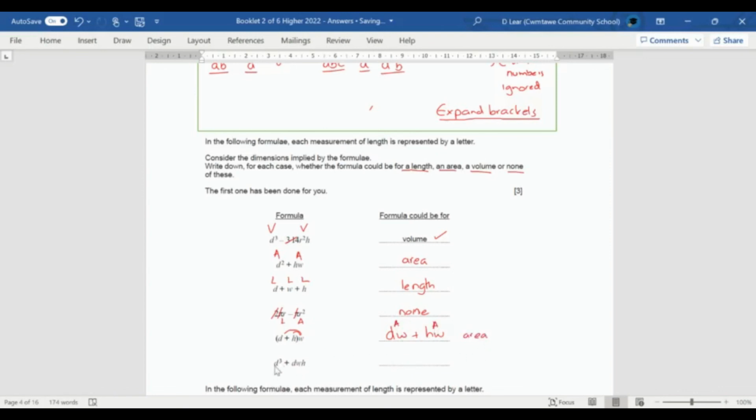And then down the bottom, d cubed, which we know to be a volume, and dWh, which we know to be a volume. So that is a volume.